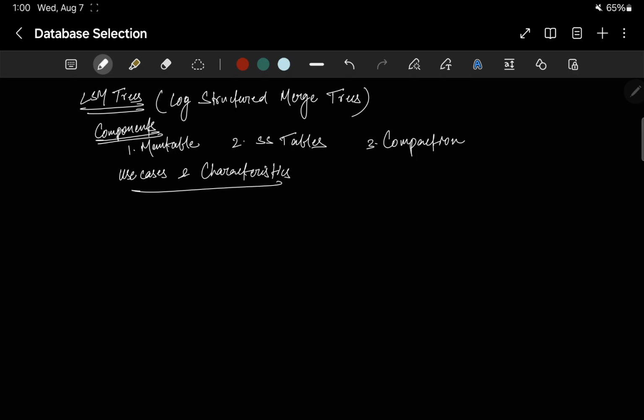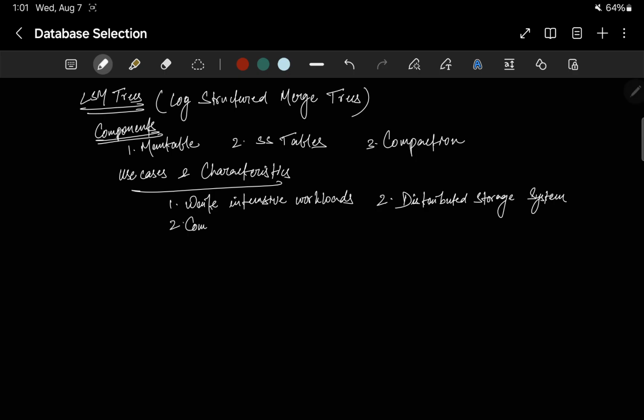Use cases and characteristics. Write intensive workloads: LSM trees excel in scenarios with high volumes of write operations due to the efficient write amplification achieved through the memtable and SSTable design. Okay. Next is distributed storage systems. Widely adopted in distributed storage systems where handling numerous write operations concurrently is crucial for performance.